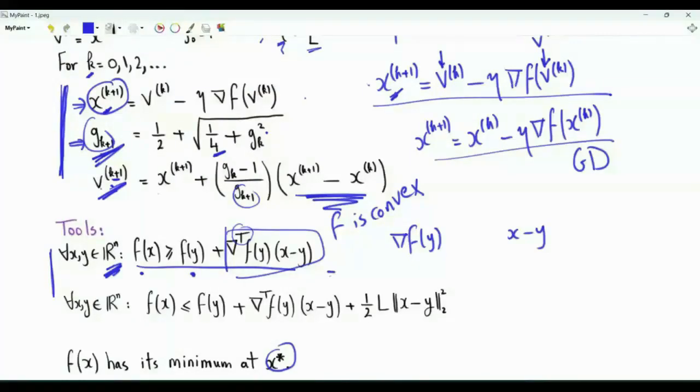This is an inner product. Specifically, this is the summation i from 1 to n, the partial derivative of f with respect to yi, times xi minus yi. By this, I mean that we take the partial derivatives and they are evaluated at the point y.